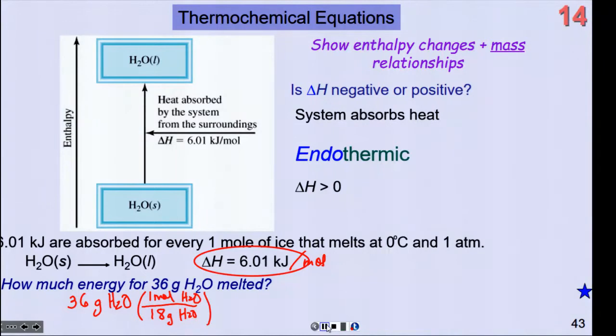And then we'll look at this balanced equation. Well, it's just 1 of each, so there's nothing to figure out. 6.01 kilojoules per mole of water. And so, again, 36 divided by 18 sounds like 2 precisely. The numbers are chosen for simplicity here. And so it would be twice as much, namely 12.02 kilojoules for 36 grams of water will be absorbed.